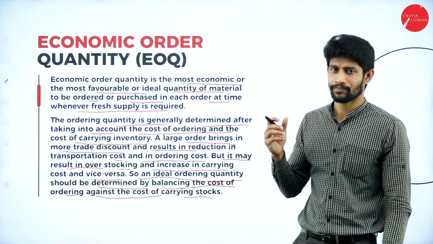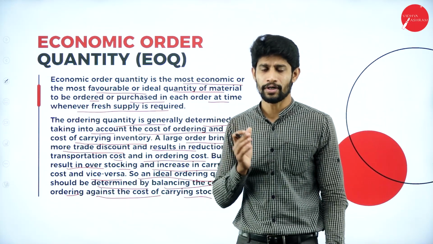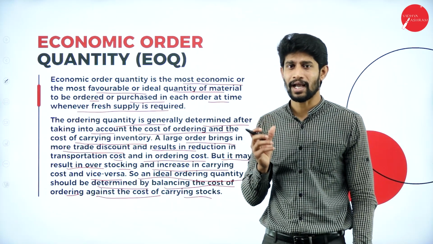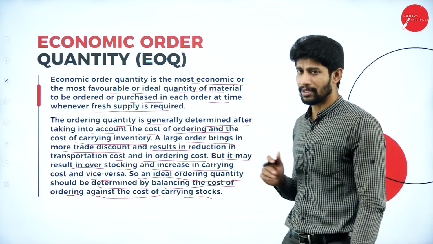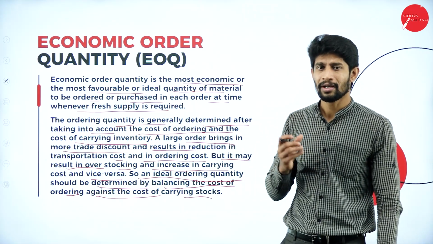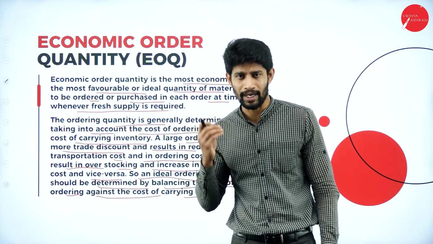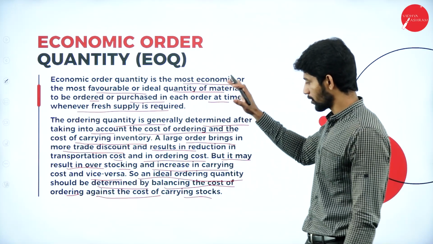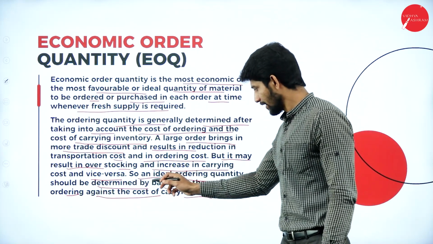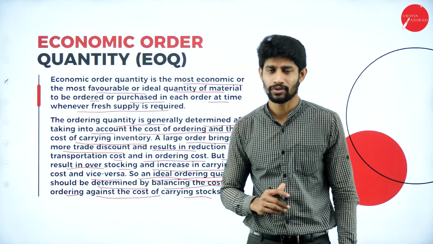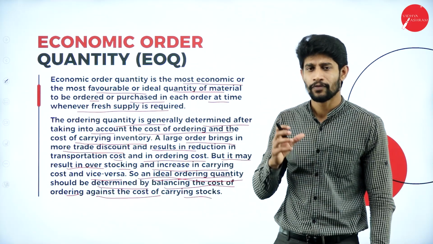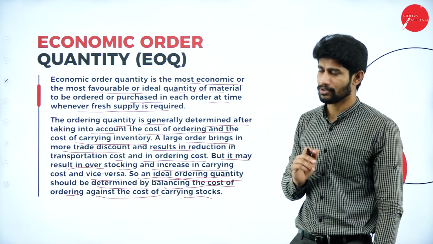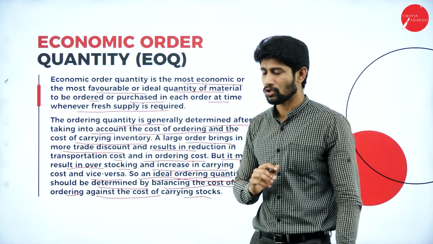So the vice versa. That means based upon whether you're ordering more or less, based upon the cost of carrying and the cost of discount, everything will be decided. So what we are supposed to do, keeping in mind the cost of ordering, is order the material in the ideal ordering quantity, that is the economic order quantity, so that we balance the cost of carriage and the cost of material. So this is about the economic order quantity.